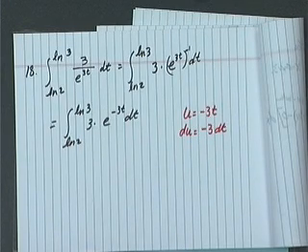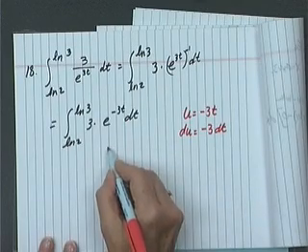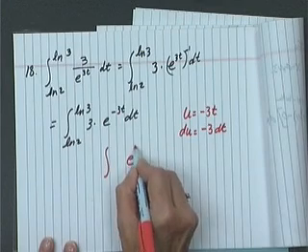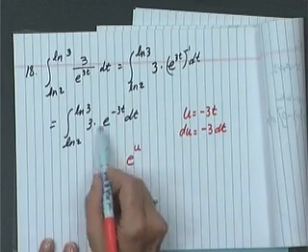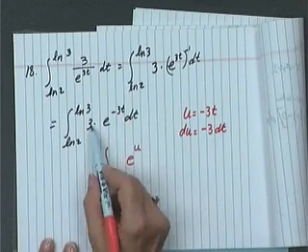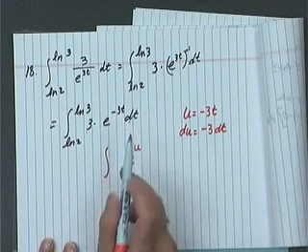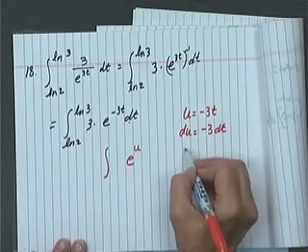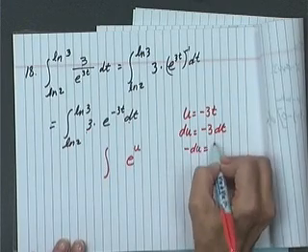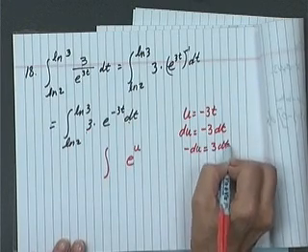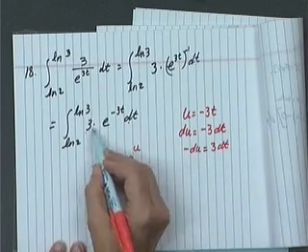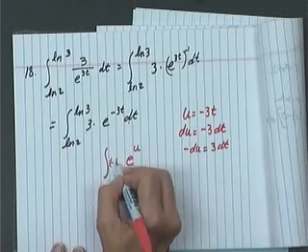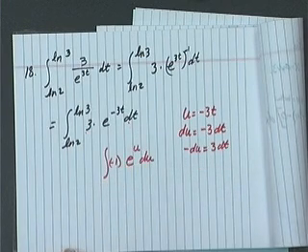Oops, you know what I did? I didn't do like I told you guys to do. The e to the minus 3t is e to the u. Now, what's 3 dt going to be equal to? Yes, negative du. So negative du is 3 dt. So the 3 dt becomes negative 1 du.